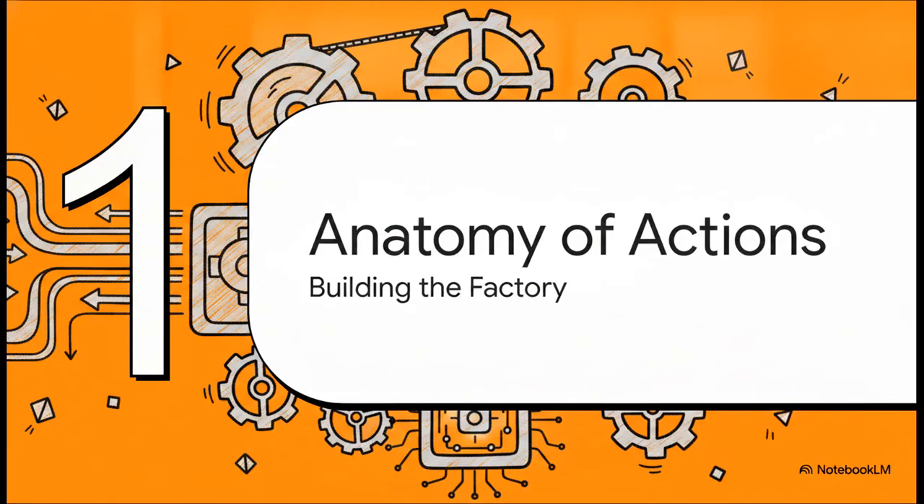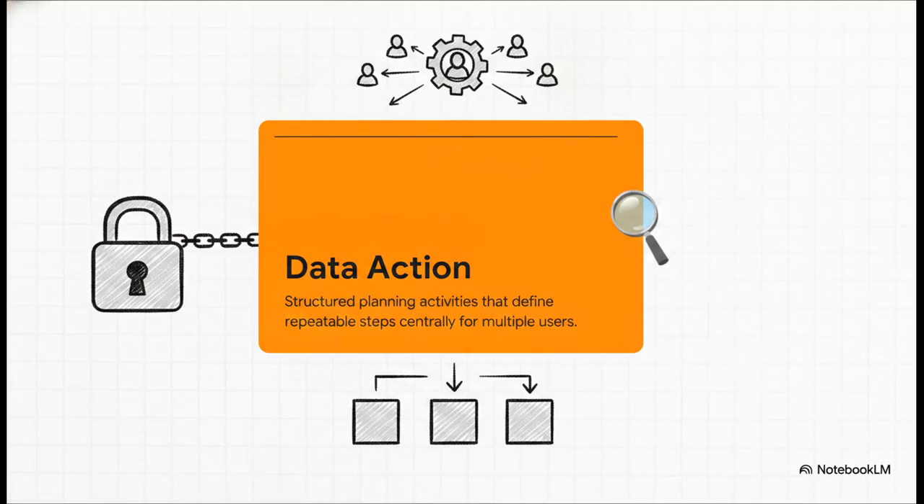Section 1, Anatomy of Data Actions, Building the Factory. So first things first, a data action is definitely not just a simple macro. Actually, it's a set of structured planning activities that enable you to define repeatable steps centrally for multiple users to either run or schedule. The absolutely crucial words to remember here are structured and centrally. You're essentially building a secure container of logic, and anyone with the right permissions can execute it, knowing for sure that it's going to perform the exact same operations every single time, without any manual deviation.